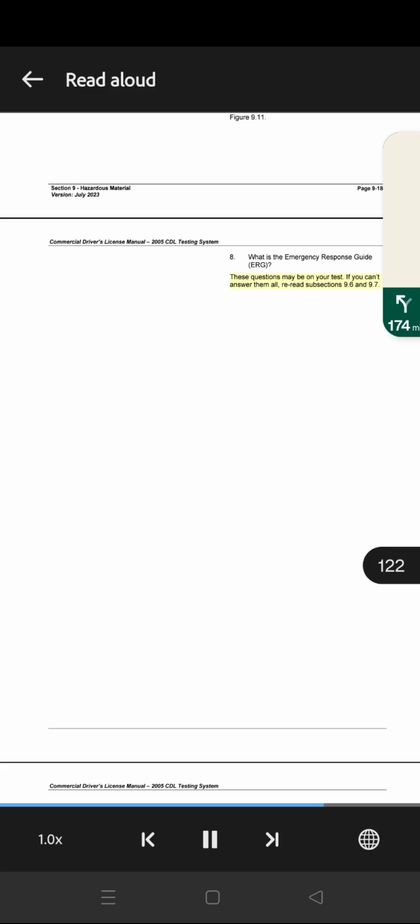These questions may be on your test. If you can't answer them all, reread subsections 9.6 and 9.7. Figure 9.11. Subsections 9.6 and 9.7 test your knowledge.